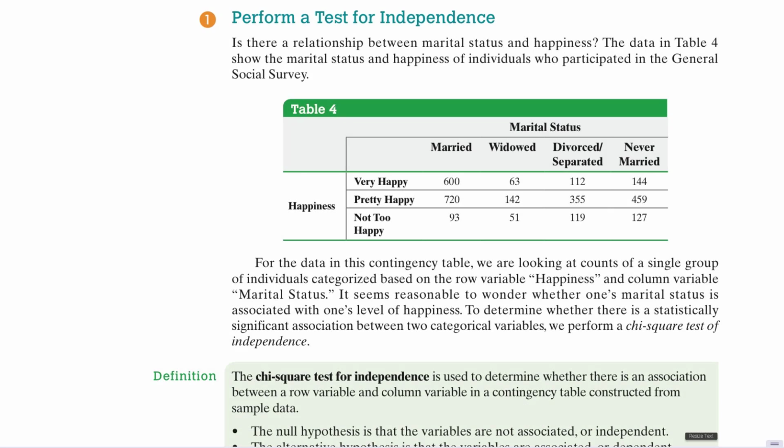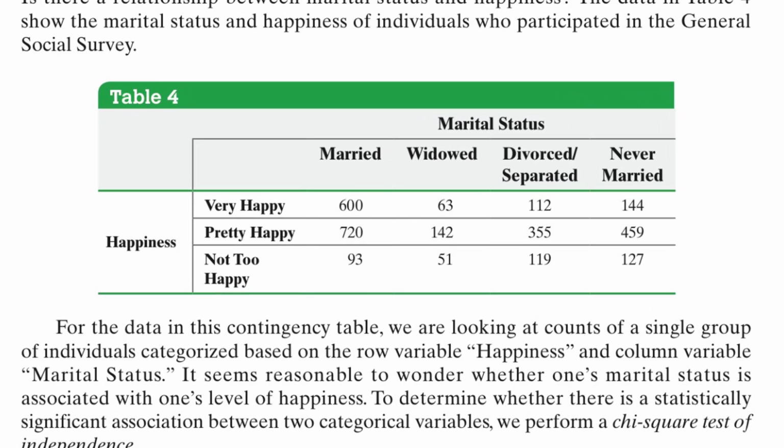You might recall from a previous chapter seeing a contingency table like the one on the screen in front of you right now, where we have various levels of marital status represented in the columns, and various levels of happiness represented in the rows. At the time that we covered it before, we probably would have asked you to look at that contingency table and decide whether or not there was any kind of relation between those variables, or whether they were independent or not.